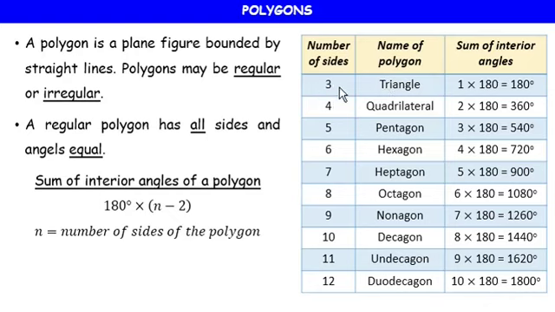With a 3-sided plane figure, we call it a triangle. Now a 4-sided polygon is known as a quadrilateral.